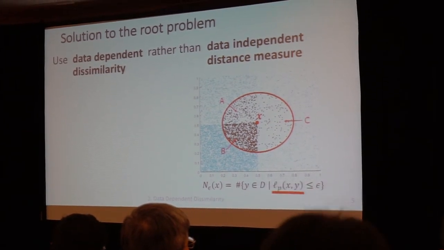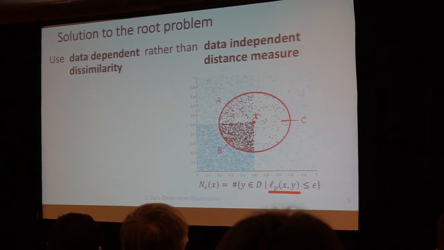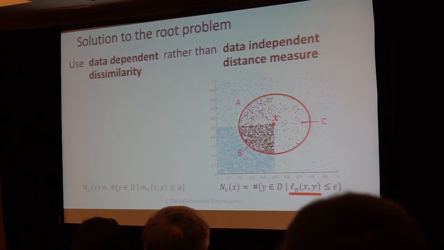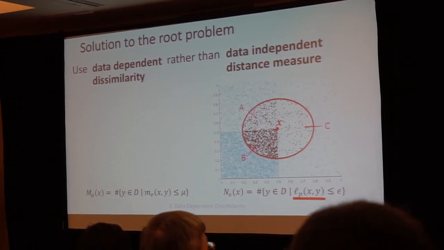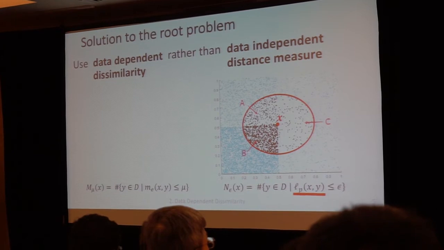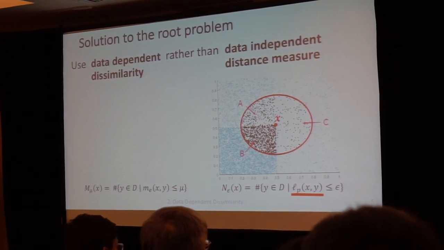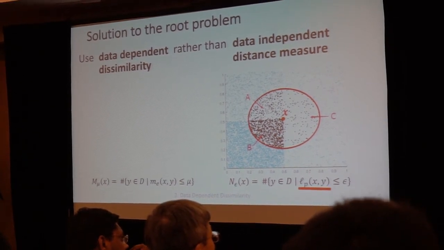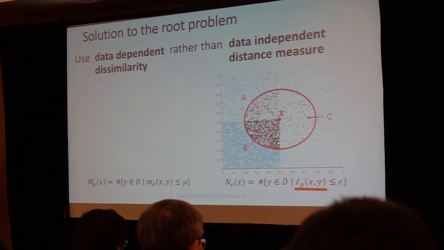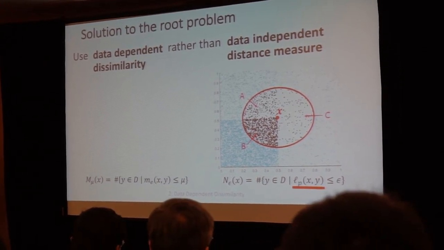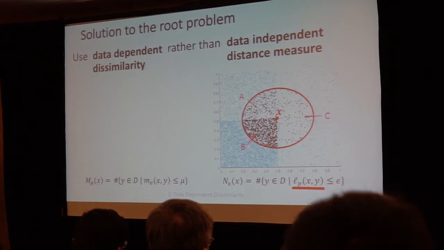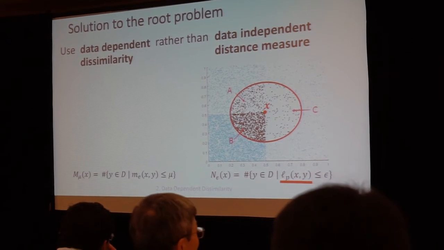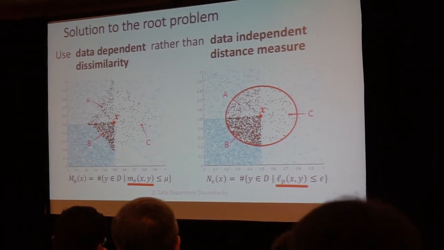So what I propose is that you can actually use data-dependent dissimilarity rather than the data-independent distance measure. What you do here is use exactly the same function, except I plug out the distance function and plug in the mass-based function. I'll give you the definition of the mass-based function in a minute, but here is some of the concept. Similarly, there's a mu, which is some kind of radius, if you like, for the function. Exactly the same example here.